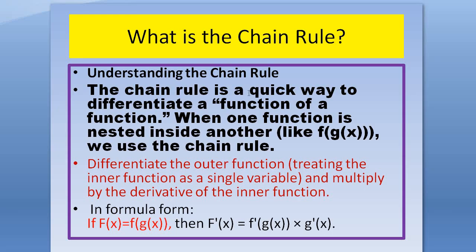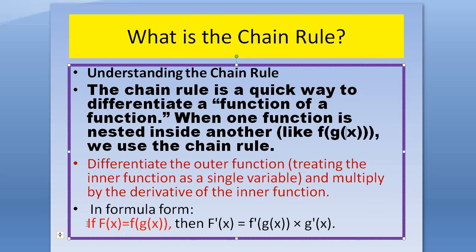The chain rule is a quick way to differentiate a function of a function. That means if there is a function, there is another function inside it. When one function is nested inside another, like f is a function and g(x) is inside, you can remember, if you remember composite functions, we use the chain rule. First we differentiate the outer function, that is the f function, treating the inner function as a single variable, and multiply by the derivative of the inner function. Then we take the derivative of the inner function, that is g, and then we multiply at the end.